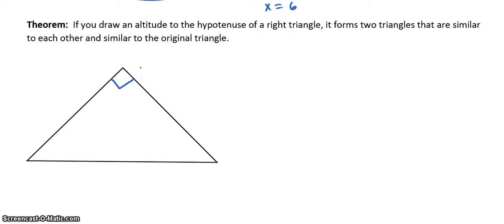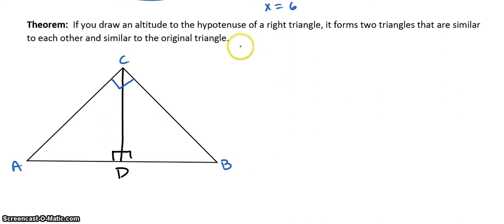So if this is my right triangle called ABC, and I draw an altitude to my hypotenuse, I'm drawing a second line, and I'm going to call that point D, and what I've done is draw an altitude. If you remember, an altitude creates a 90 degrees. So I drew an altitude from the 90-degree angle, and that's the important piece, to the hypotenuse. What this does is it creates three similar triangles.